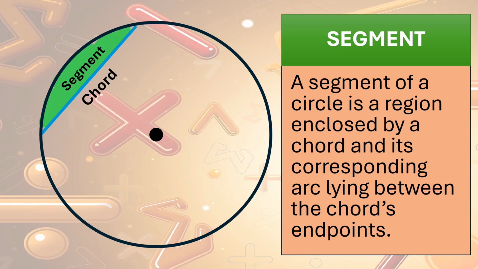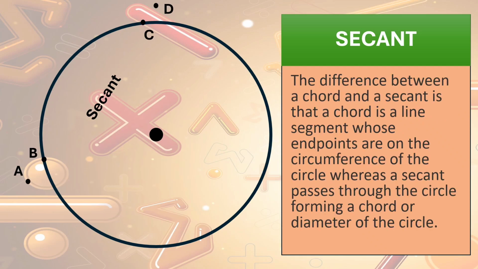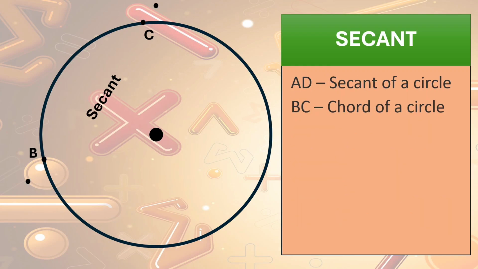A segment of a circle is a region enclosed by a chord and its corresponding arc lying between the chord's endpoints. A secant is a straight line that intersects a circle at 2 points. The difference between a chord and a secant is that a chord is a line segment whose endpoints are on the circumference of the circle, whereas a secant passes through the circle, forming a chord or diameter of the circle.